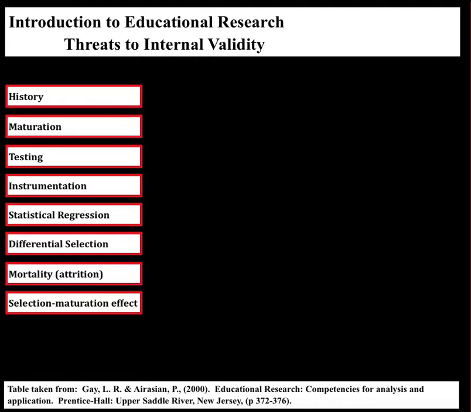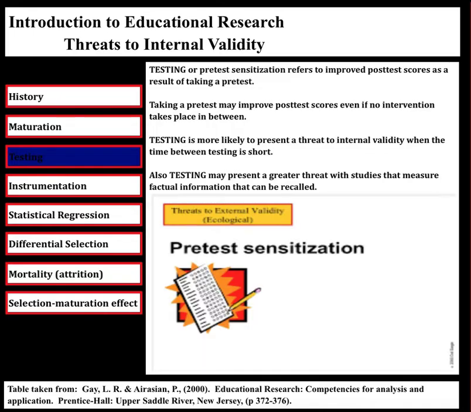All right, our next threat is referred to as testing. Generally, this is a threat when you have a pre-test and post-test. Testing or pre-test sensitization refers to improved post-test scores as a result of taking a pre-test. Taking a pre-test may improve post-test scores even if no intervention takes place in between. You could give a pre-test, wait several weeks with everything normal and give a post-test, and students may score better on the post-test just because they took the pre-test.